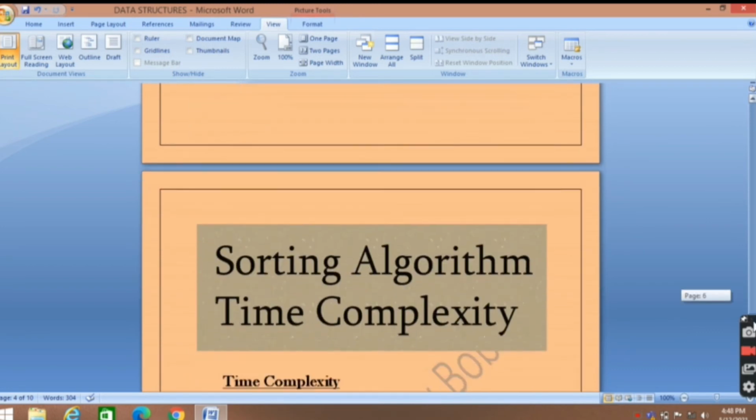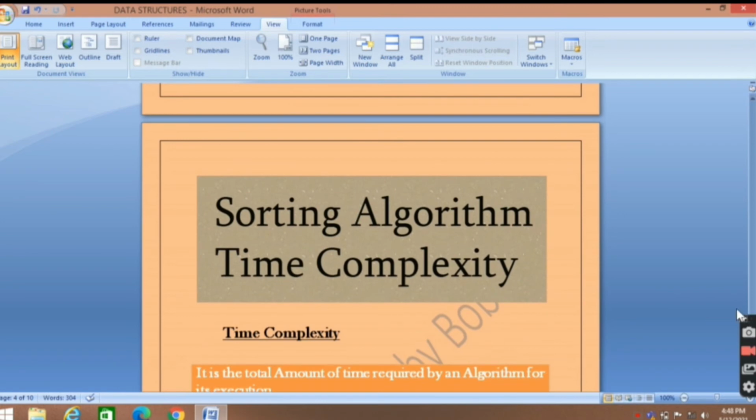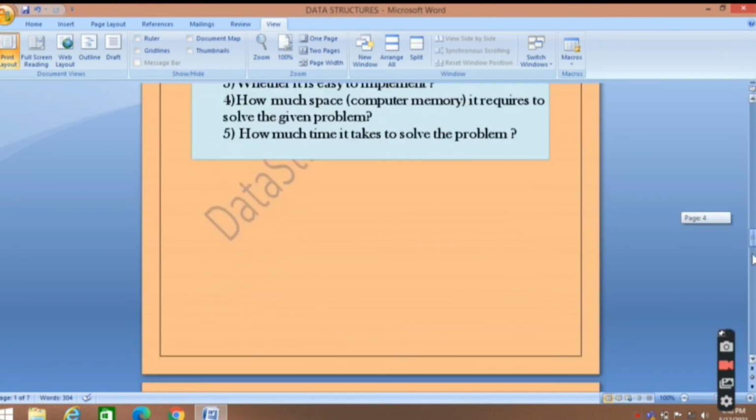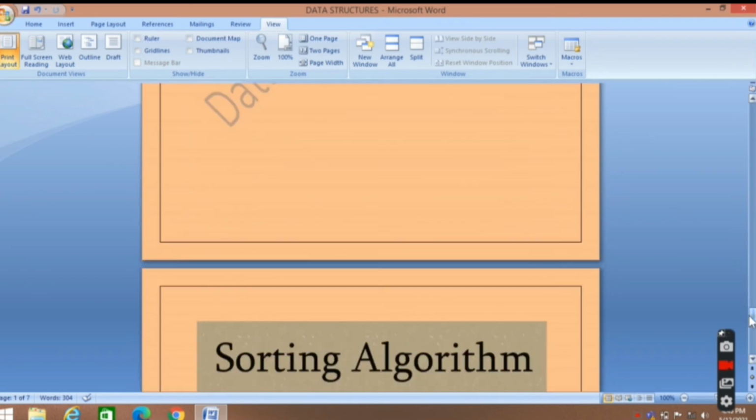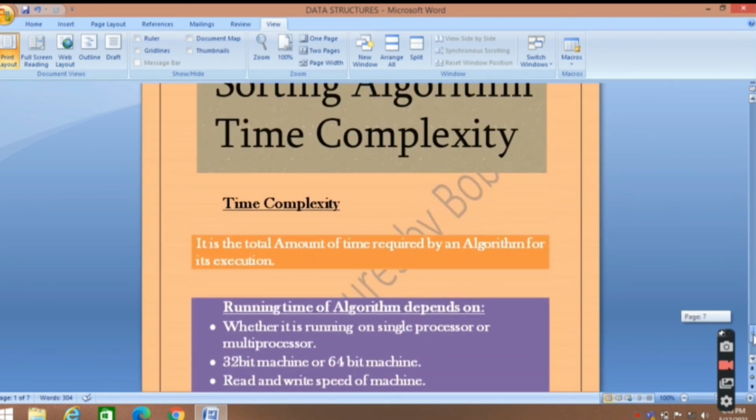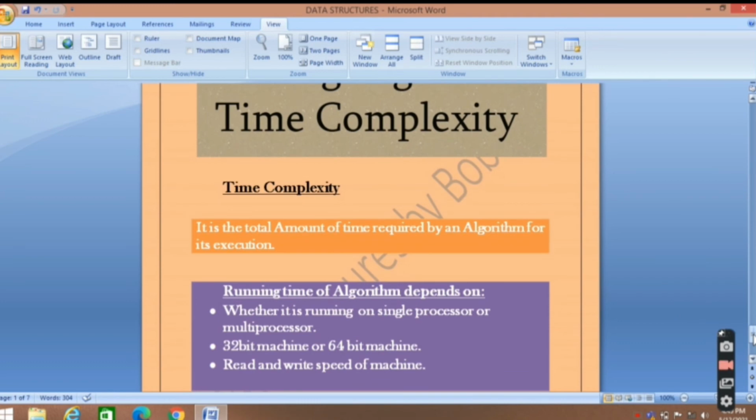And the next one is time complexity. Let's see time complexity. It is similar to space complexity, but here the total amount of time taken by an algorithm to complete its execution means time complexity, whereas we have studied that space complexity means total amount of space occupied by the algorithm for its execution.